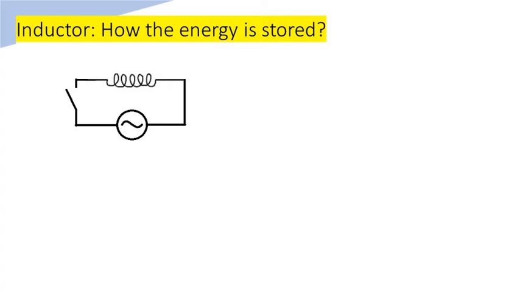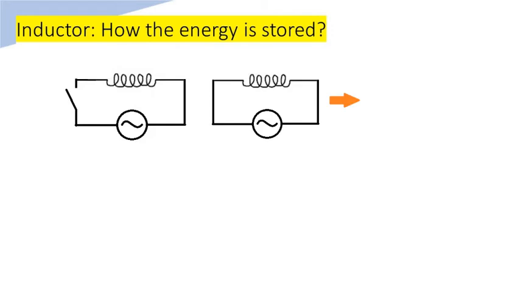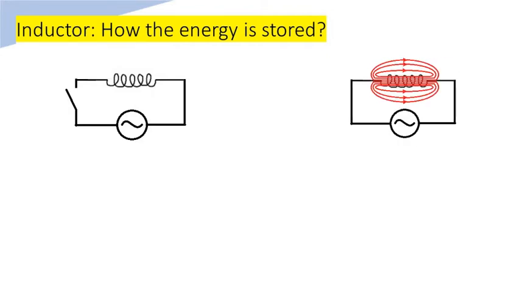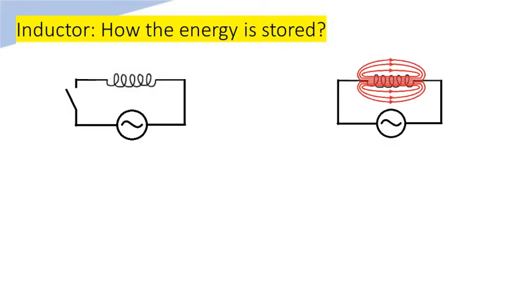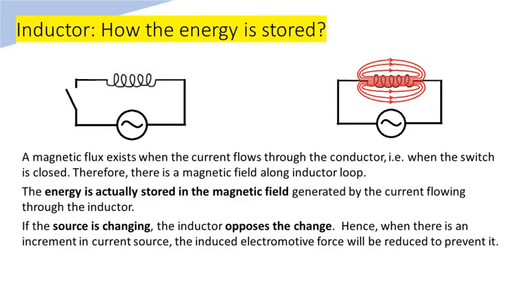Now, we are going to see how the energy is stored in an inductor. In this circuit, when the switch is closed, the current flows through the inductor. This creates the magnetic flux along the coil. It forms a magnetic field within the inductor loop. We use the right hand grip to obtain the direction of magnetic field. This magnetic field is where the energy is actually stored in the inductor.